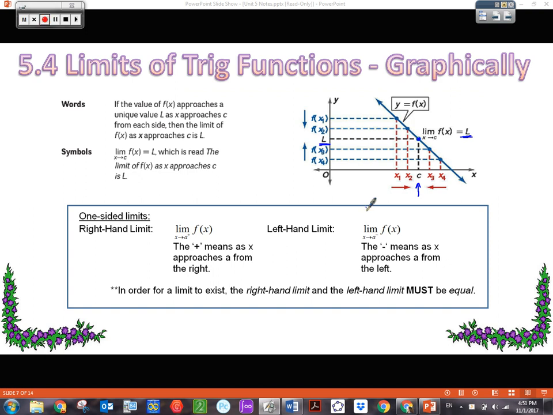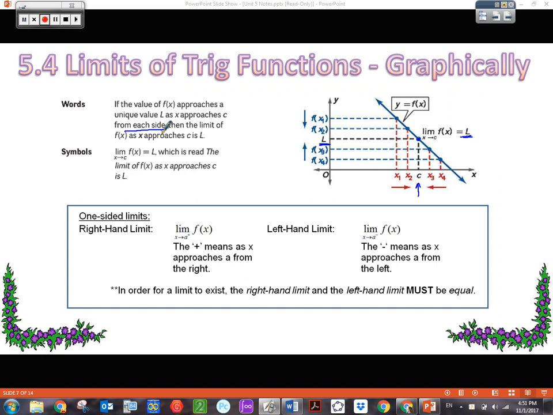Okay, so we've looked at it with words. We looked at it with symbols. We looked at it with a graph. What I would like to do is talk about one-sided limits. I was kind of referring to that, approaching from the left, approaching from the right, approaching from each side. That's very important and significant for us. So let's look at one-sided limits.